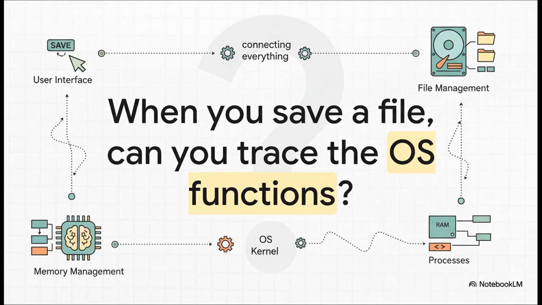Next time you hit save on a file, just pause for a second and think about it. You're using the user interface to click save. The file management system is finding a place for it, and memory management is keeping that application running smoothly. The OS is the invisible engine driving it all. Get your head around these 5 functions, and you'll be golden. Good luck.